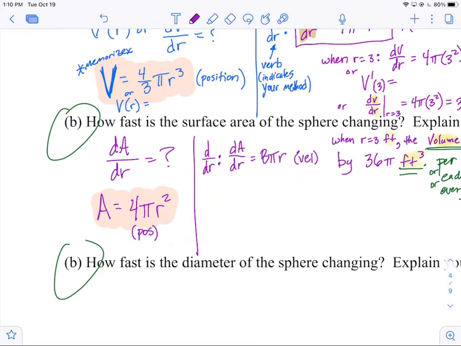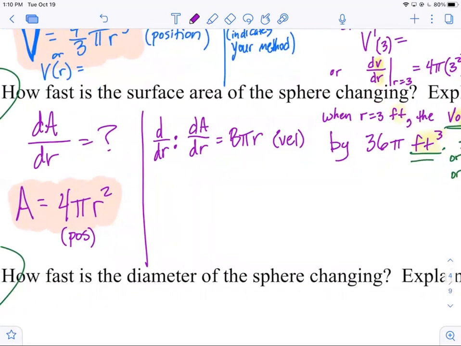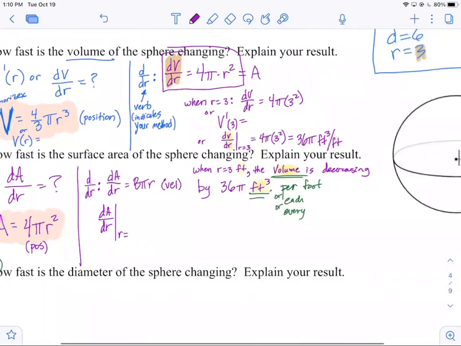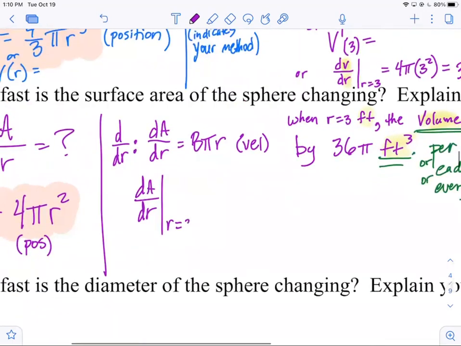Okay, and now we can plug in. Again, you always have to indicate what you're doing when you go from a variable to plug in. So in Leibniz notation, the easiest way is just to say dA/dr when r equals, and it's the same moment in time, when r equals 3. All right, then we plug in and we get 8 pi times 3, which of course ends up being 24 pi. And then we need units, right?